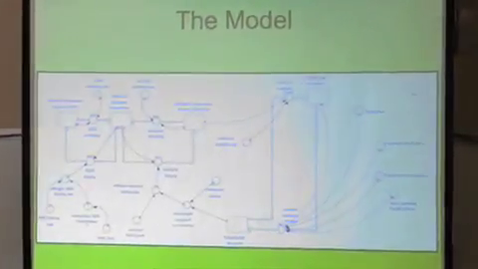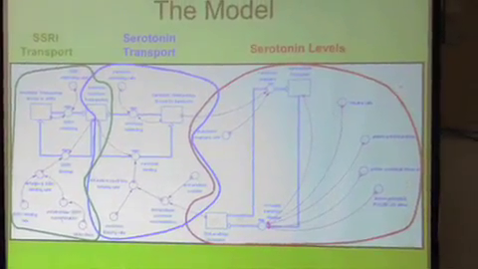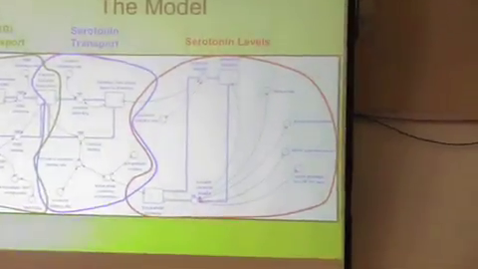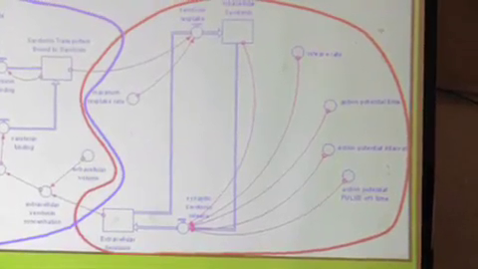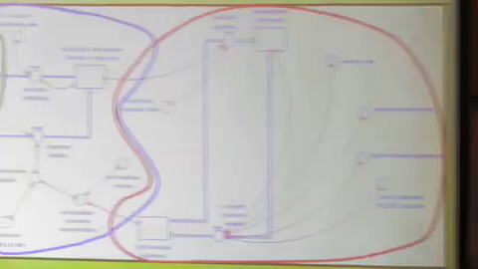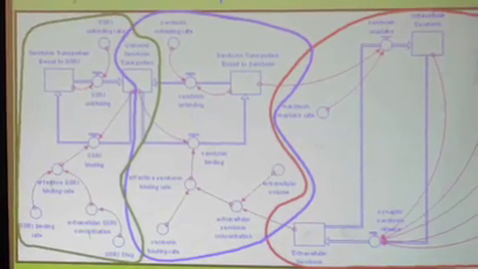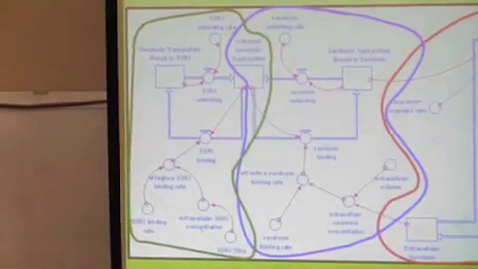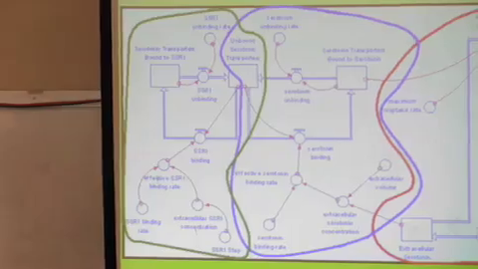So this is our model, and it can be divided into three basic sections. The one on the right, highlighted in red, has stocks representing the amount of serotonin inside the cell and within the synapse. The blue section controls the mechanism for reuptake, the serotonin transporters, and the green section is the mechanism for SSRIs competing with serotonin for serotonin transporters.